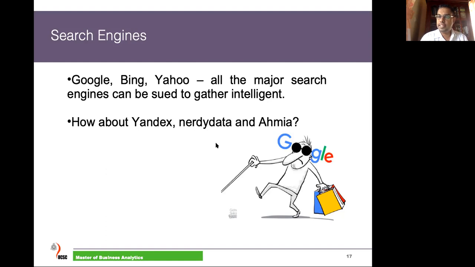There is another search engine I don't include, they are called Shodan. They build the search index based on devices. Then I have Ahmia. Ahmia is a search engine for the dark web, because dark web content may not be accessible by Google. So if you want to collect information from the dark web, you have to go to the Ahmia search engine.